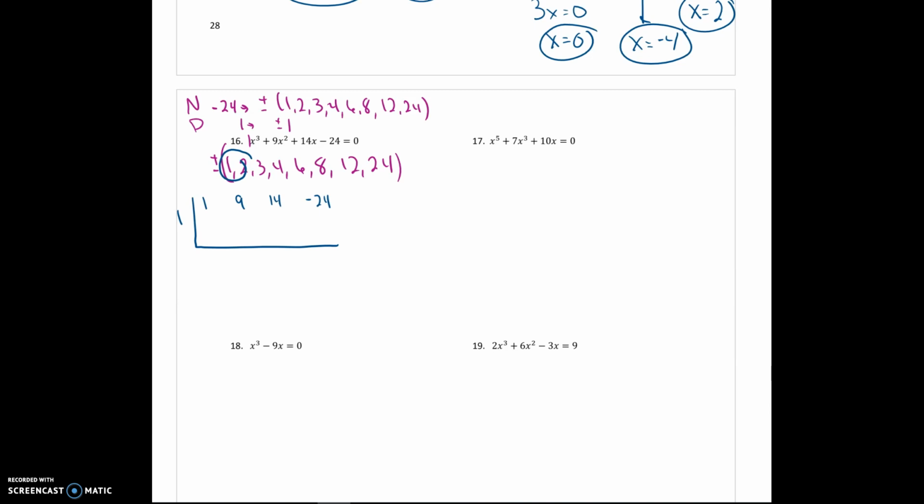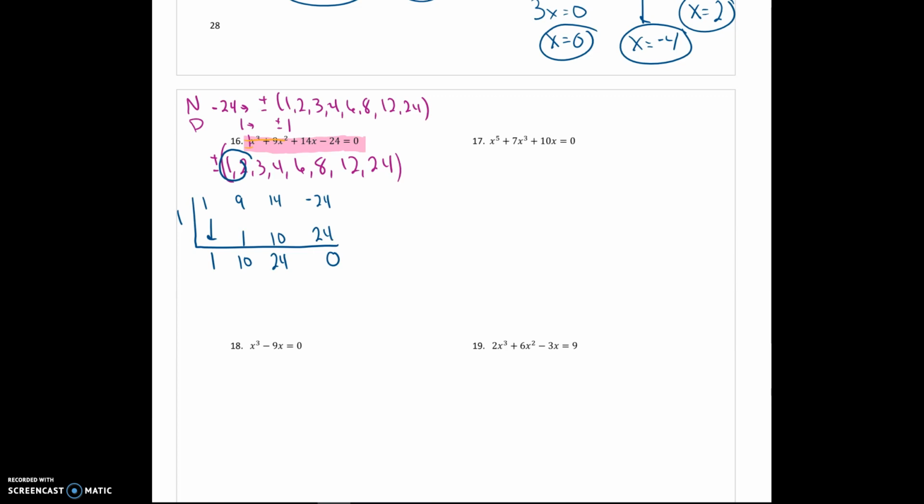And again, I'm solving. I'm trying to get 0 at the end. What number, if I put it into the original problem, what number for x, would give me this 0 at the end? So let's go. Here we go. Bring down the 1. 1 times 1 is 1. Add those up. 10 times 1 is 10. Add those up. Multiply again, and it works.